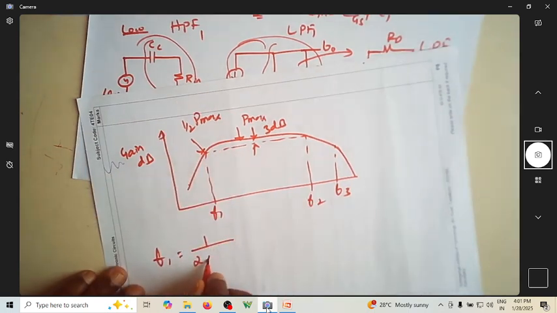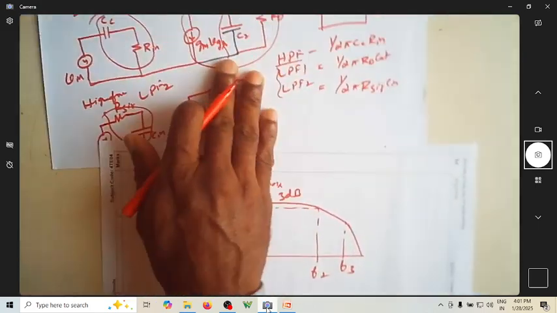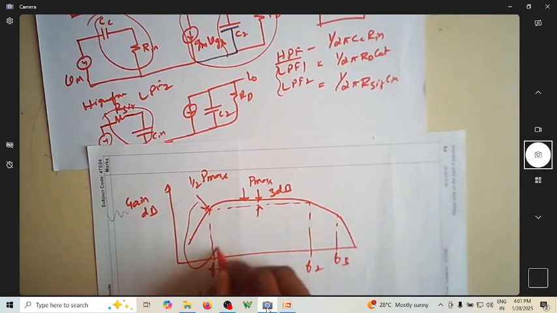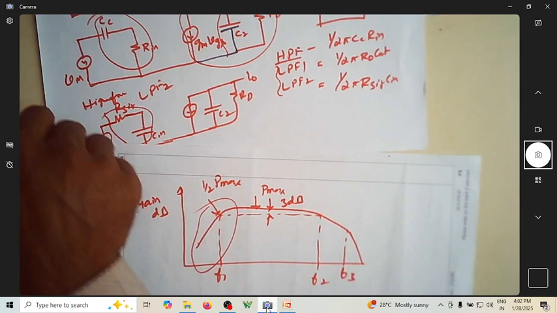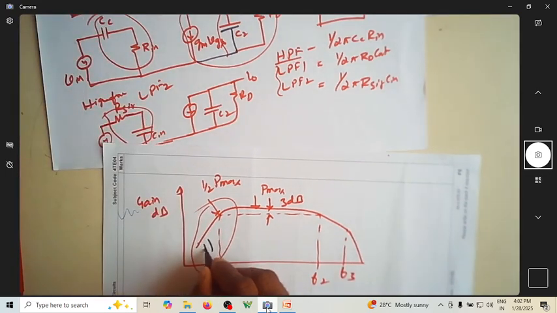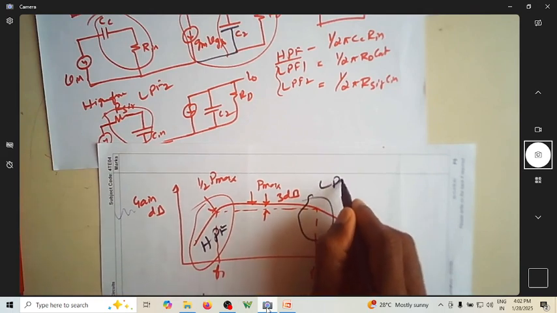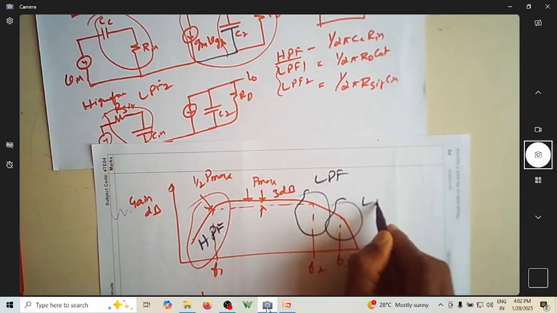So this is equal to 1 over 2 pi R into Cc. That is the one corresponding to the high pass filter. This is HPF, and you have this as one LPF, and this is the other LPF.